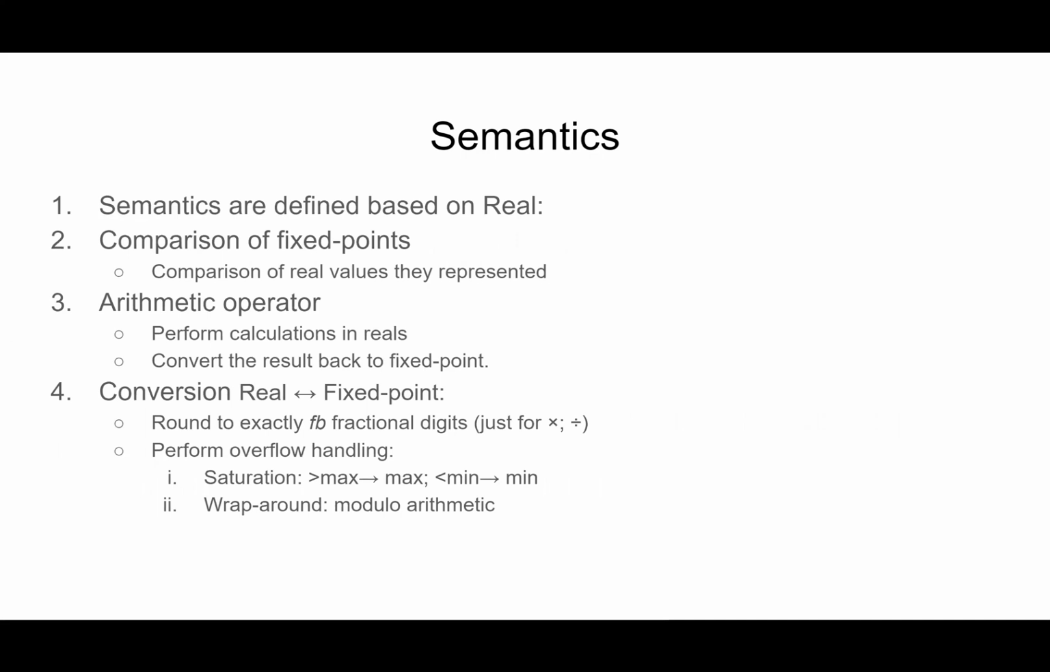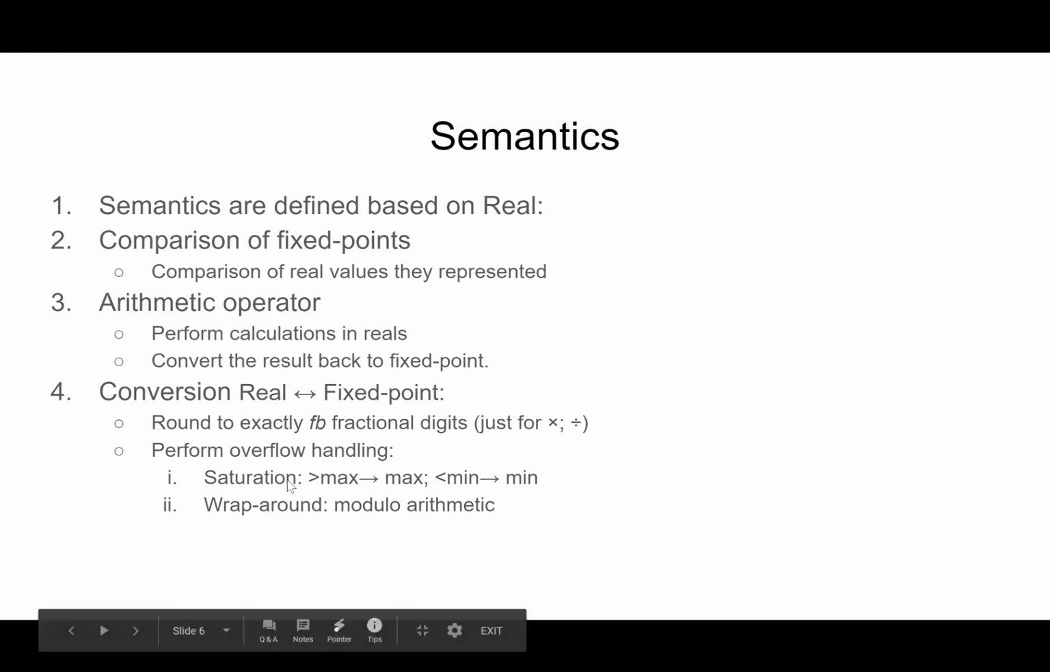For the semantics, all the semantics are defined based on real numbers for clarity and convenience. So comparison of fixed point numbers is just comparing the real values they represent. For the arithmetic operators, we first perform the calculation in real for the value, and then we convert the real value back to the fixed point value. And how do we convert it?